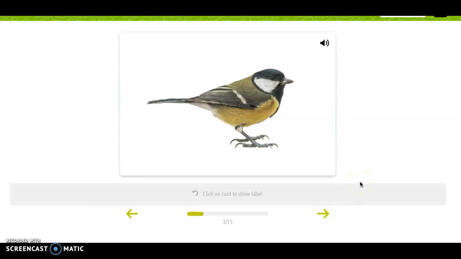This is a bird, okay? A bird is a vertebrate. It has feathers on its body, okay? It flies, so it flies in the sky using its 2 wings, and it has 2 legs. It has 2 legs and 2 wings. The bird.